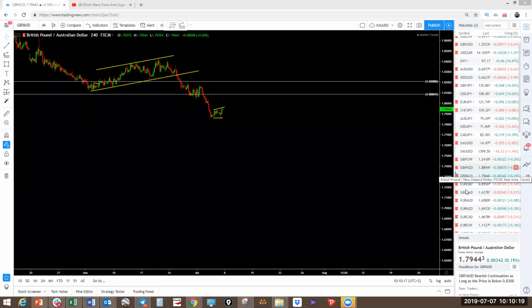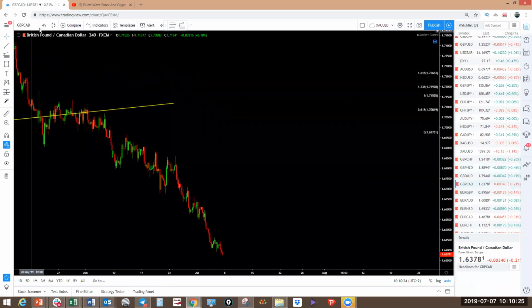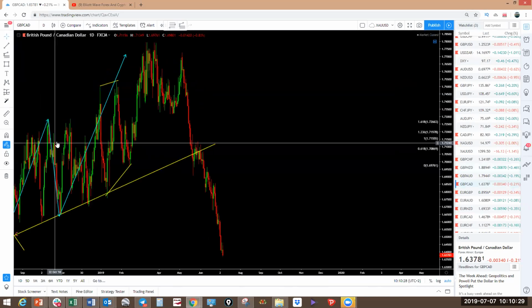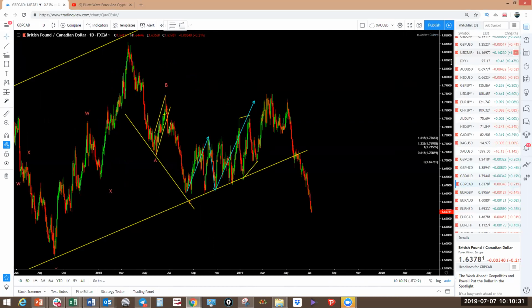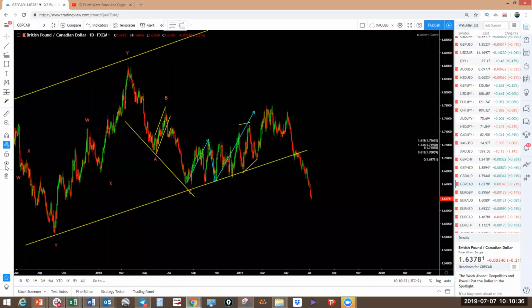That's pound Aussie, pound CAD. Pound CAD, very simple. It's just been on the down, as I've said, with the rest of the pound pairs. You've got a three-wave move down. Let's switch off here. Three-wave move down here.